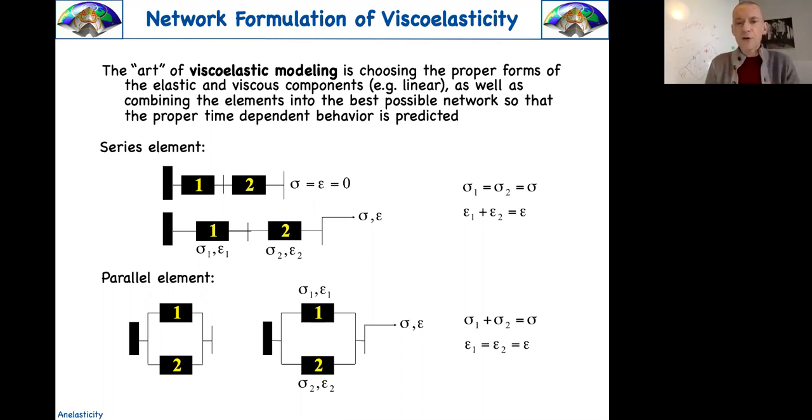But again, let's try not to get lost in algebra. Just use intuition here. If we take a series element and we apply a stress, the deformation will be the sum of the two. That's easy. But the stress applied at the two extremes, at the two arms of the element, will be the same. On the other side, if we take a parallel element, the stress will be the sum of the two branches, but the deformation has to be the same.